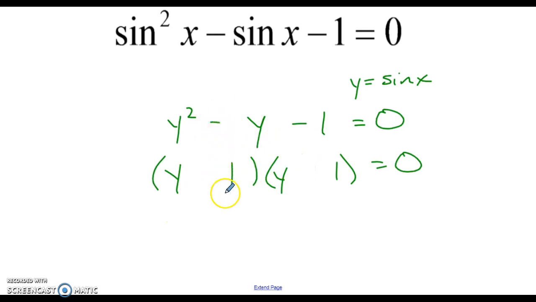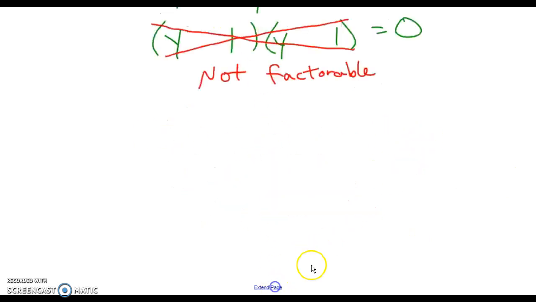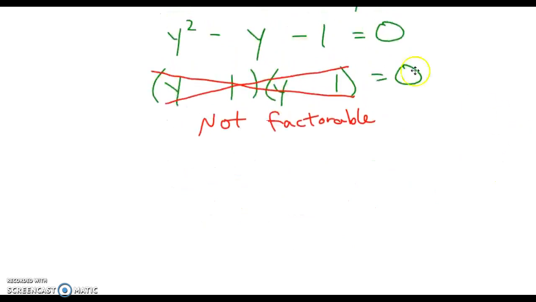Nope, negative, oh no. Oh geez. Oh gosh. Turns out that this is not factorable. If it's not factorable, what do we do? Well, it's still a quadratic equation, and we should know how to solve quadratic equations that aren't factorable. You've been doing this for quite a few years. You use the quadratic formula.